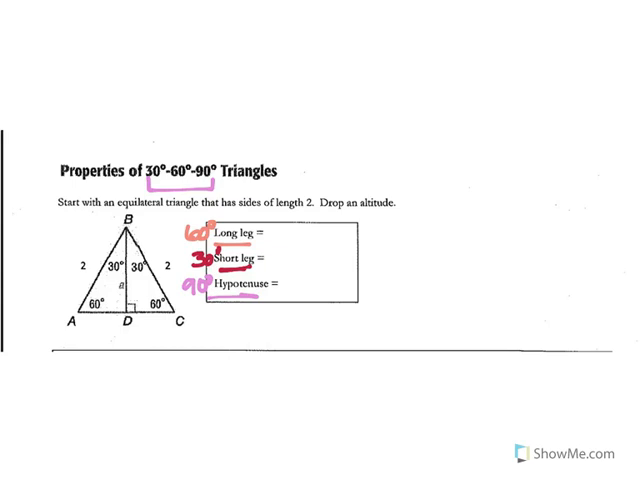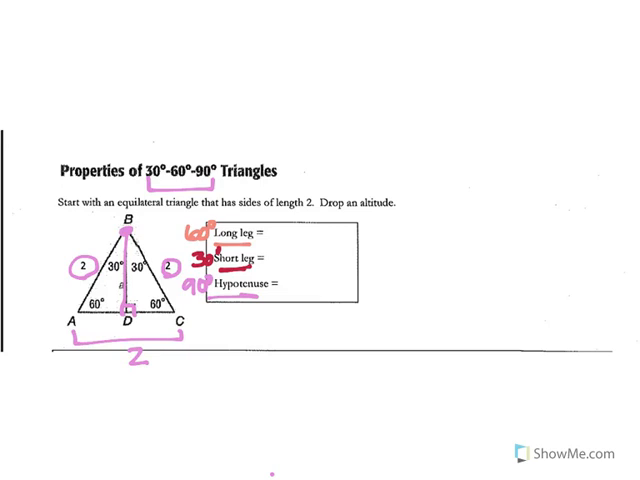It says start with an equilateral triangle that has sides of length 2. So that means all of my sides are 2. 2 and 2, and then technically this distance A to C is also 2. We then dropped an altitude, which if you remember from, I don't even remember what section it was, maybe around Christmas time. An altitude is a segment that goes from a vertex to the opposite side that makes a 90-degree angle.